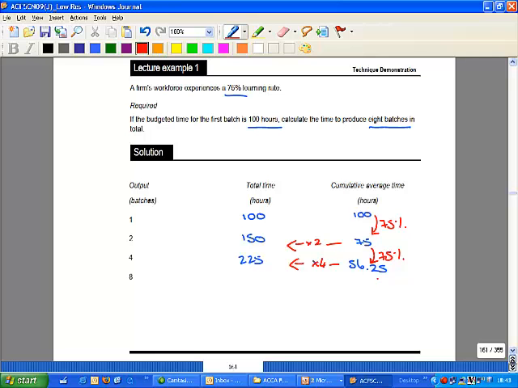So lastly, when we make 8, the cumulative average time is 42.19 hours. If we want to know the total time to make 8, we multiply that by 8, and we have 337.5 hours. So that's the time that we're interested in here.